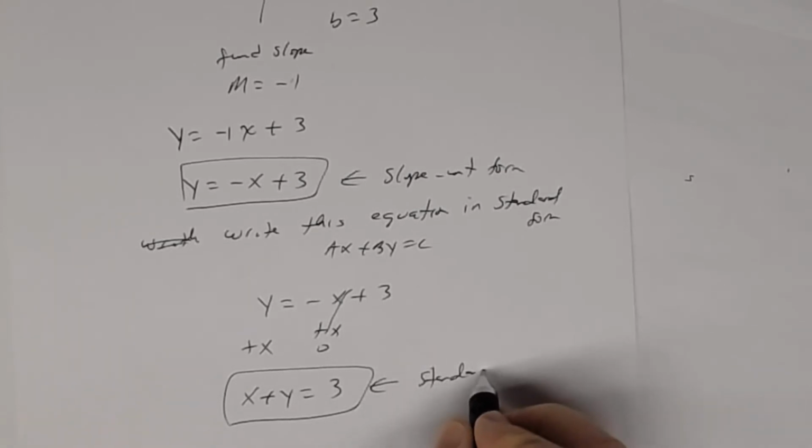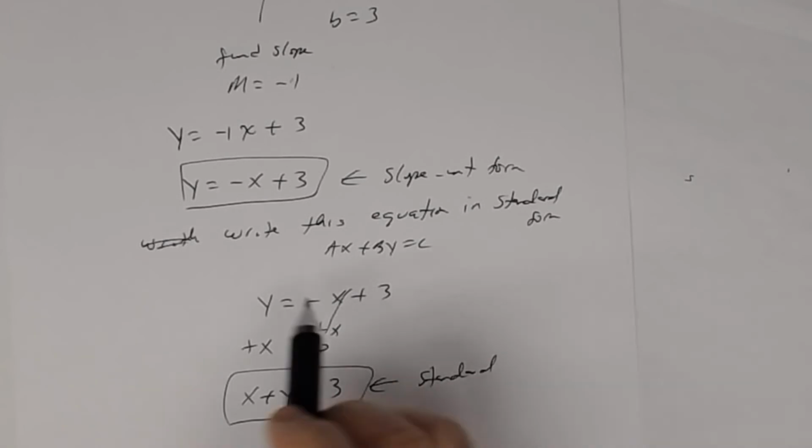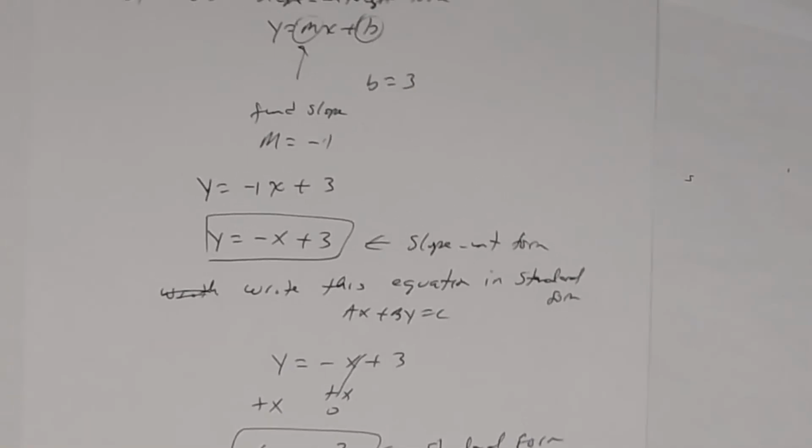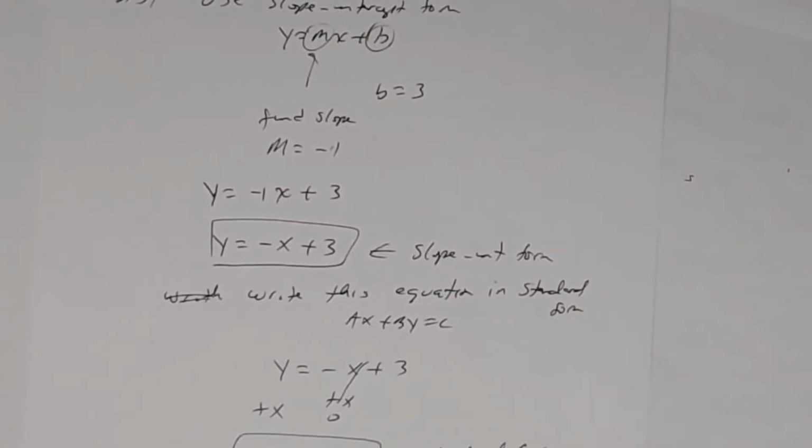So you did not have to multiply by the LCD because there were no fractions. All right, so standard form. All right, that's number 3. All right, let's look at number 4. So number 4.